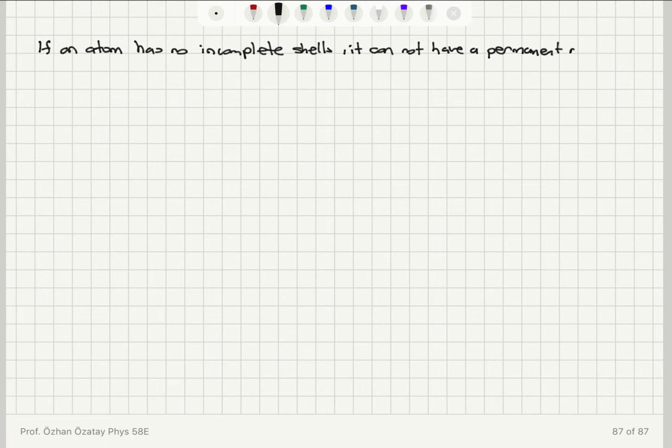So let's write this important result. If an atom has no incomplete shells, it cannot have a permanent magnetic dipole moment. For example, if you think about noble gases where we have complete shells like helium, argon, etc., they are diamagnetic. They cannot have a permanent magnetic dipole moment.